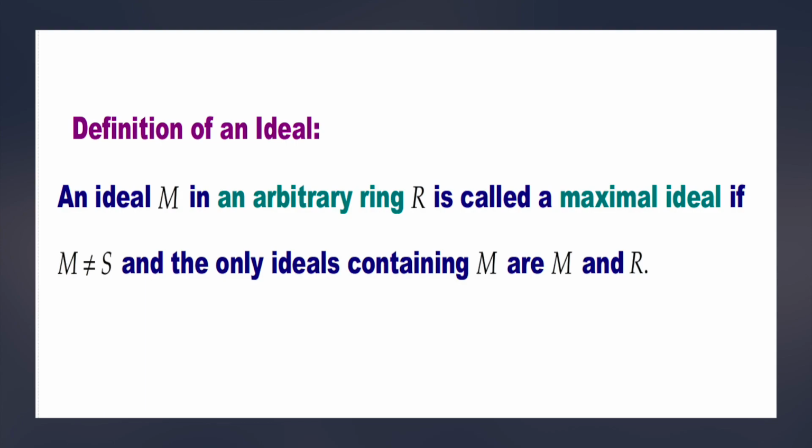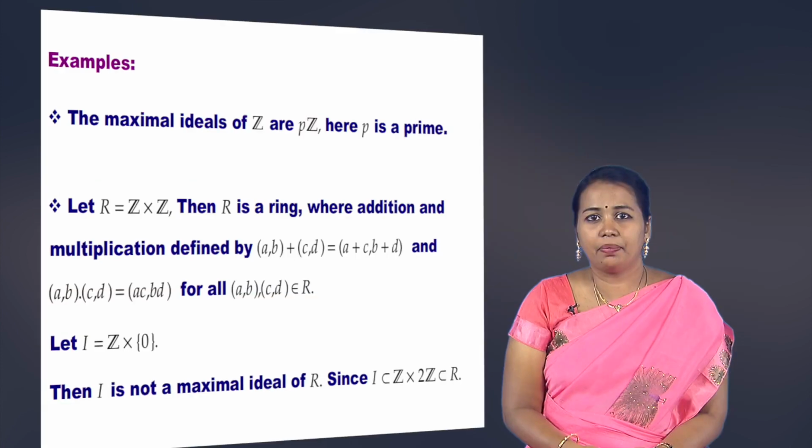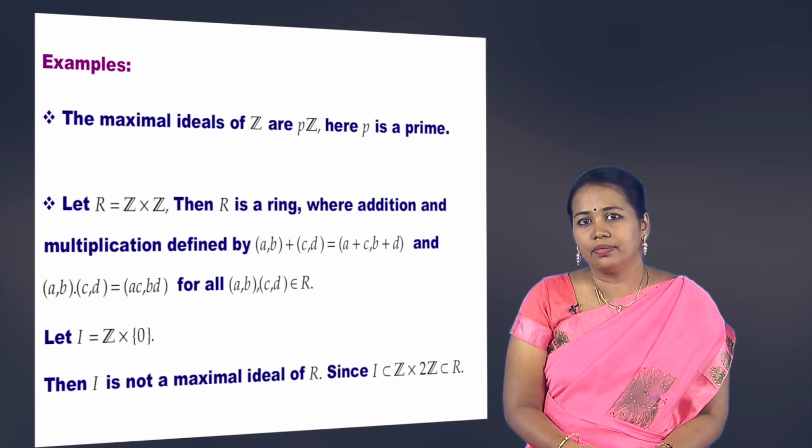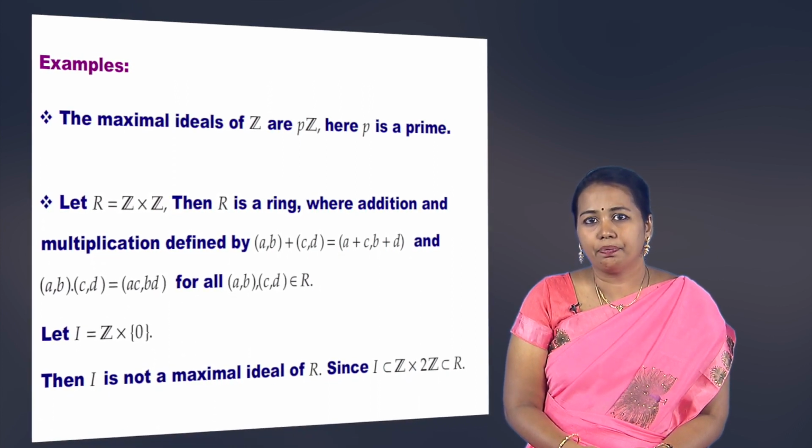One important class of ideals is those which are not contained in any other proper ideal. Definition: an ideal M in an arbitrary ring R is called a maximal ideal if M is not equal to R and the only ideals containing M are M and R. Example: the maximal ideals of Z are pZ, where p is a prime.